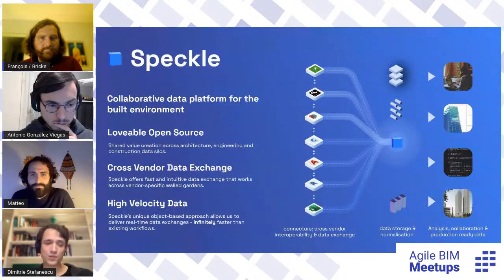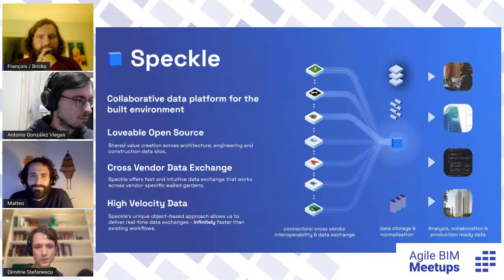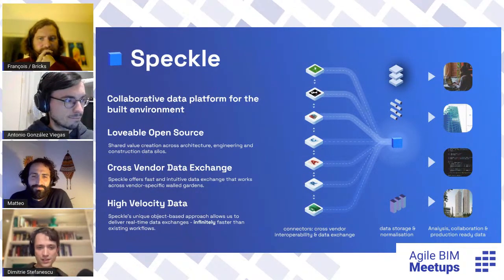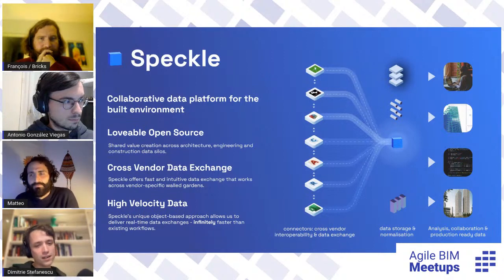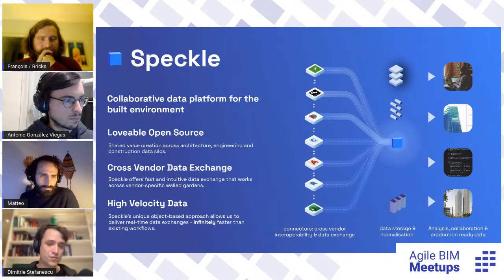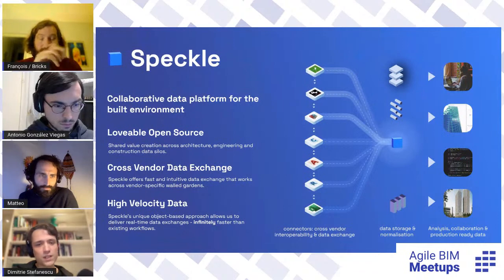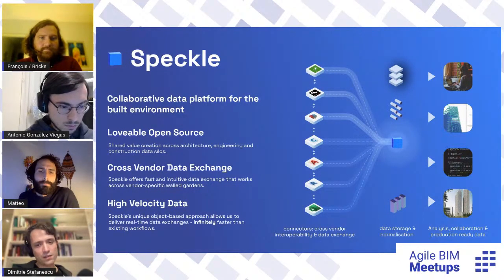So how do we solve this with Speckle? Besides being lovable open source, what we offer at our core is a layer of cross-vendor interoperability across multiple software silos, and we enable people to work from their native applications and send data to each other in a very native and fluid way. In the process of doing so, we're storing this data, normalizing it, and offering it for consumption down the line via APIs.